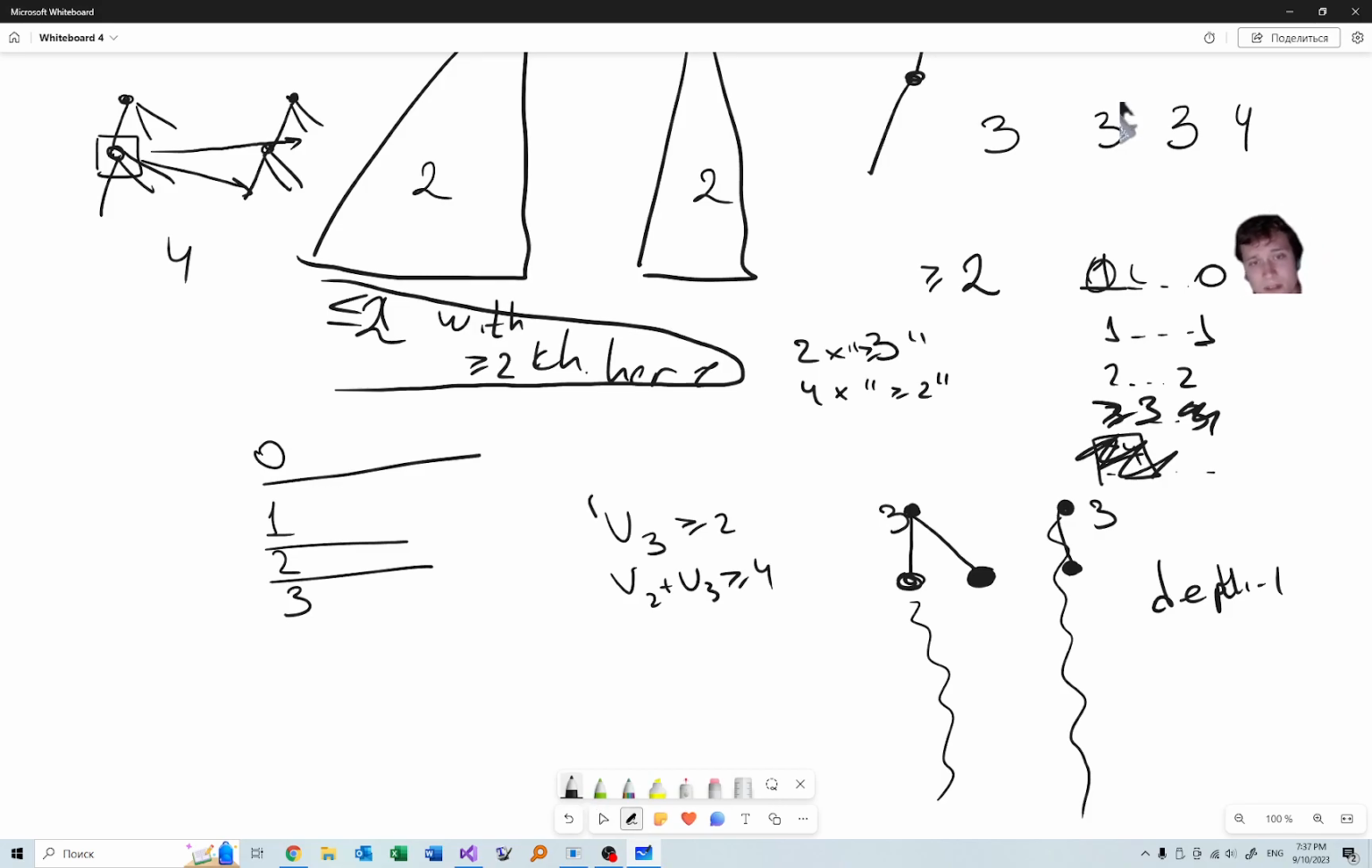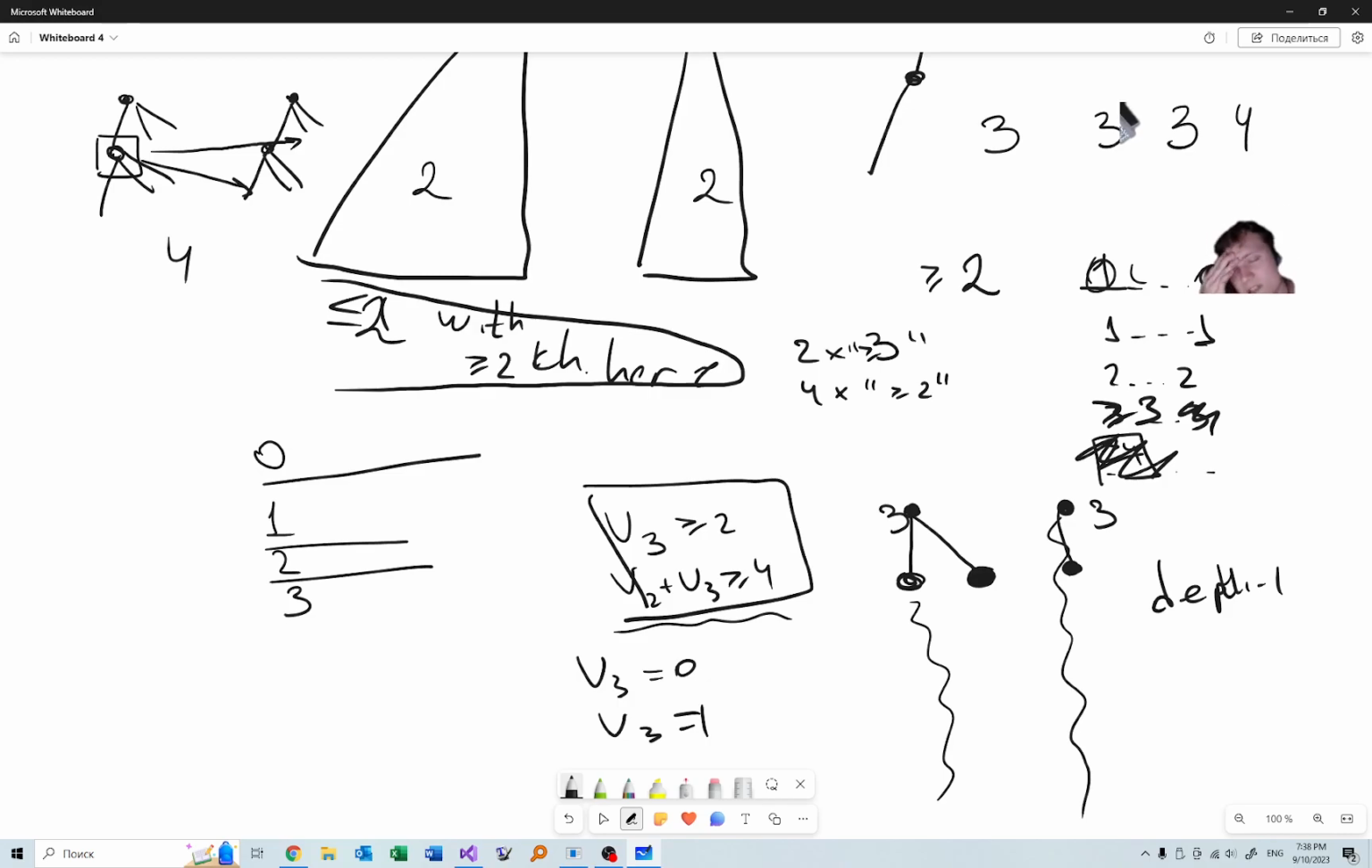There are also some other cases, like v3 is 0, v3 is 1, and v2 plus v3 is at most 3 or 2 or 1 or 0. They all can be considered, but it's messy.